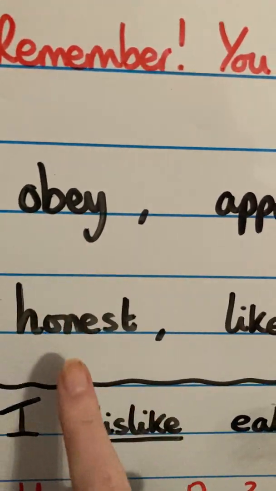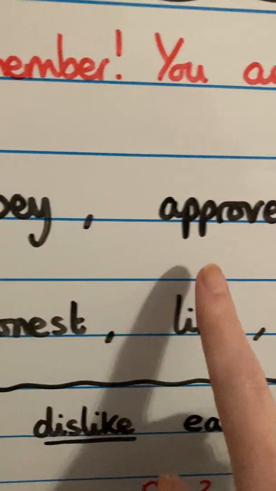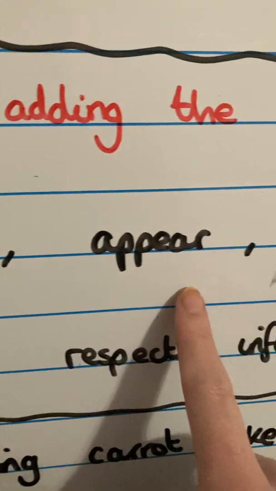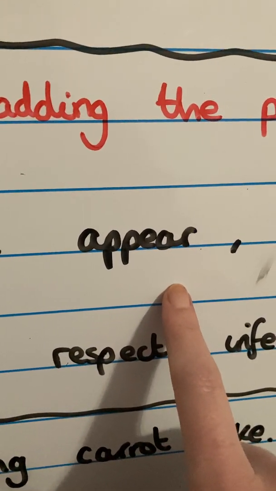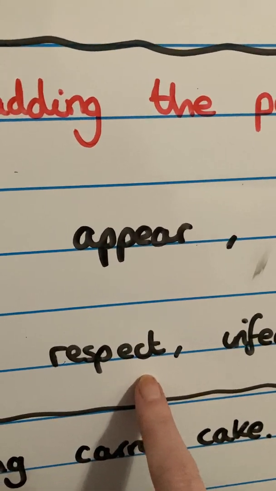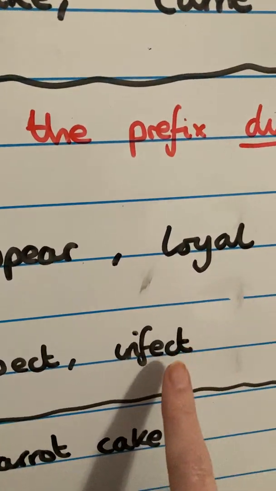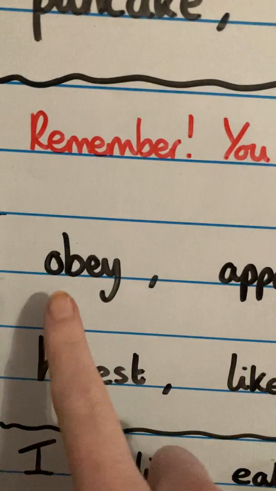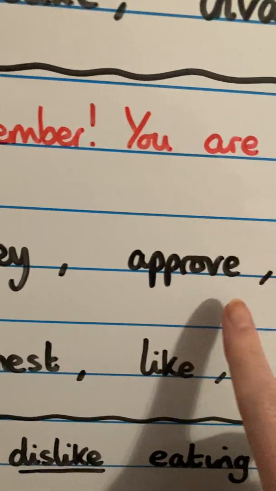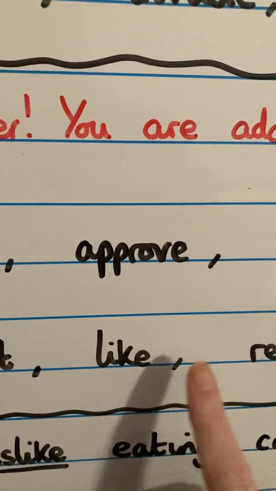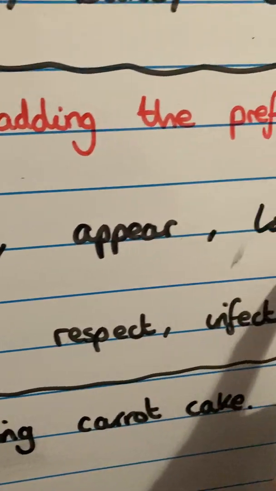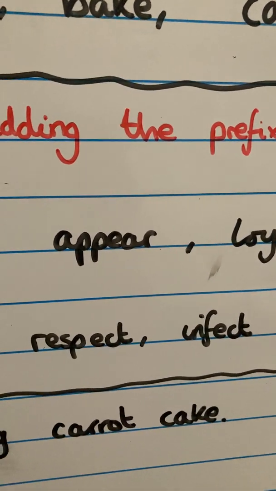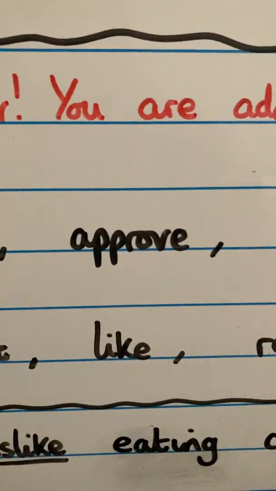Obey, honest, approve, like, appear, we've just done that one together, respect, loyal, and infect. Okay, I'll read those once more to you. Obey, honest, approve, like, appear, respect, loyal, and infect. So remember, you're adding the prefix dis to all of those words.